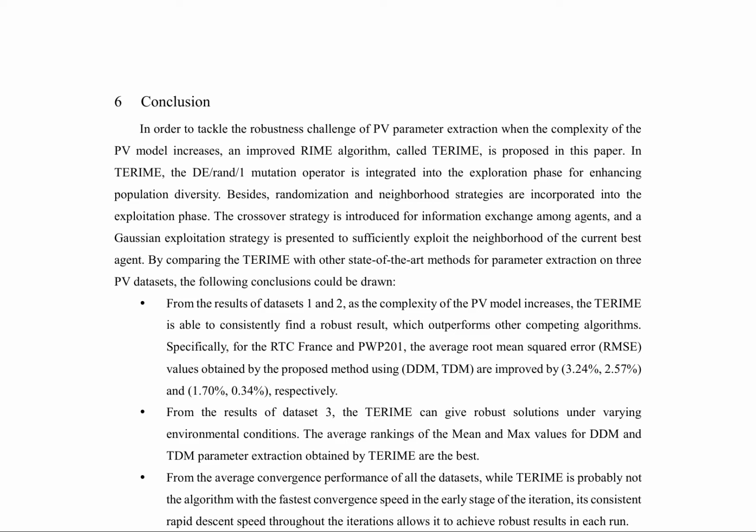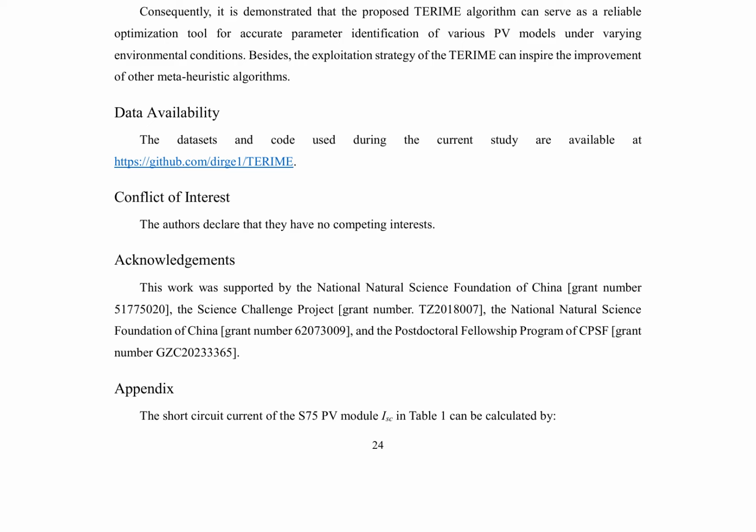Compared to other state-of-the-art methods on 3 PV datasets, TERIME consistently finds robust results, outperforming others, especially with increasing PV model complexity. For instance, on the RTC France and PWP 201 datasets, TERIME improves the average root mean squared error (RMSE) values by 3.24% and 2.57% for DDM, and 1.70% and 0.34% for TDM, respectively.